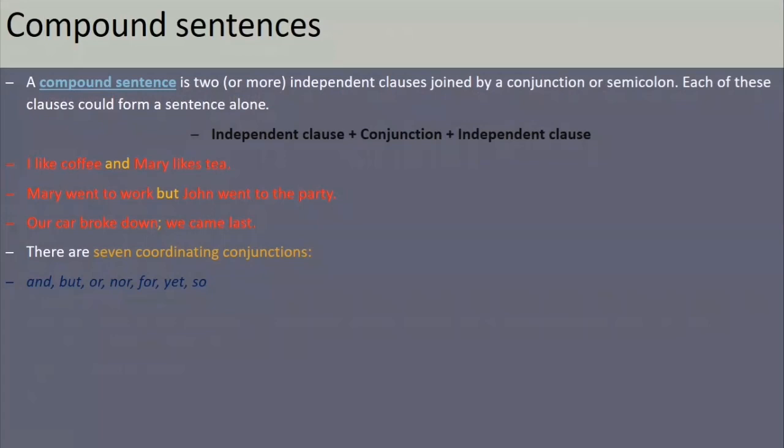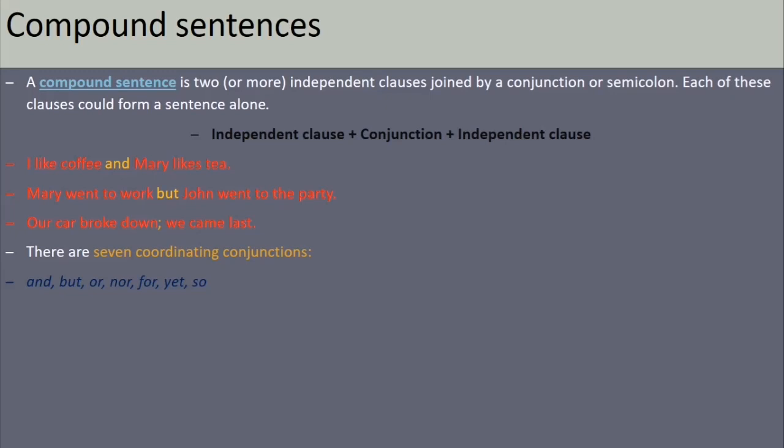So let's see examples. The first one is "I like coffee and Mary likes tea." So "I like coffee" is itself a complete idea, and "Mary likes tea" is also a complete idea. This is also a complete sentence. These both are independent clauses, but they are joined with the help of a conjunction, like "I like coffee and Mary likes tea." Here, the two different choices are combined together in a single sentence. So it is a compound sentence.